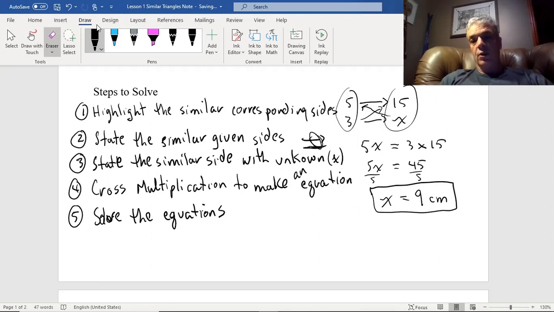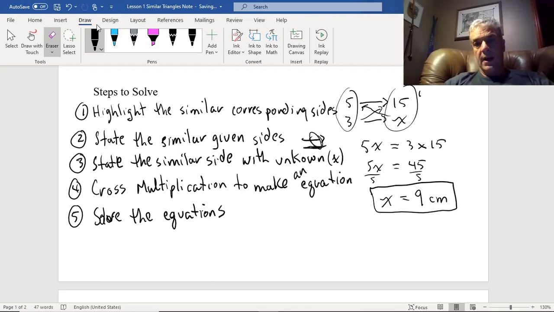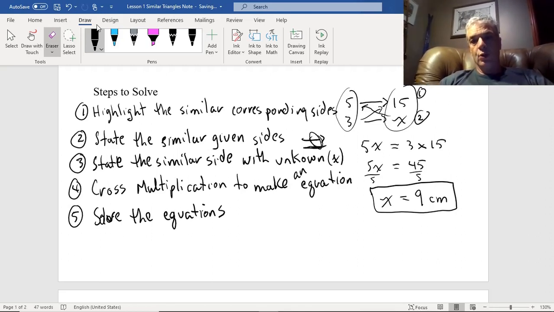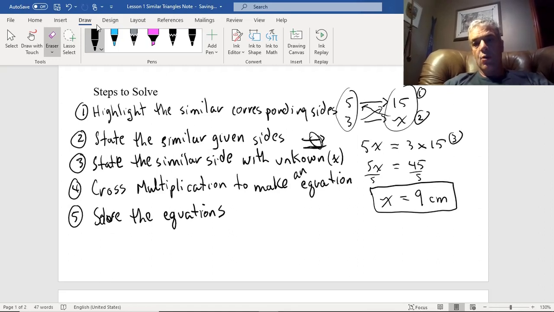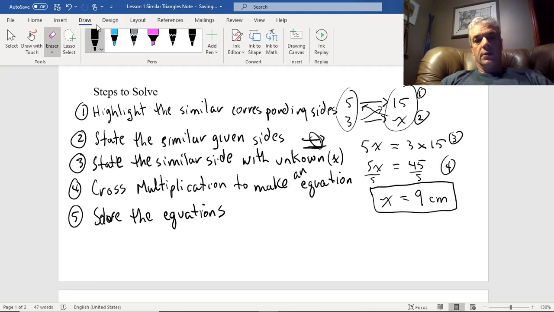steps we went through. So here was step 1, if I write it up here. Here was step 2. Here was step 3, making the equation. Here was step 4, and then, of course, that was the cross multiplication. Step 3 was in here, and then this was 4. And then here's 5, solving and getting my answer.